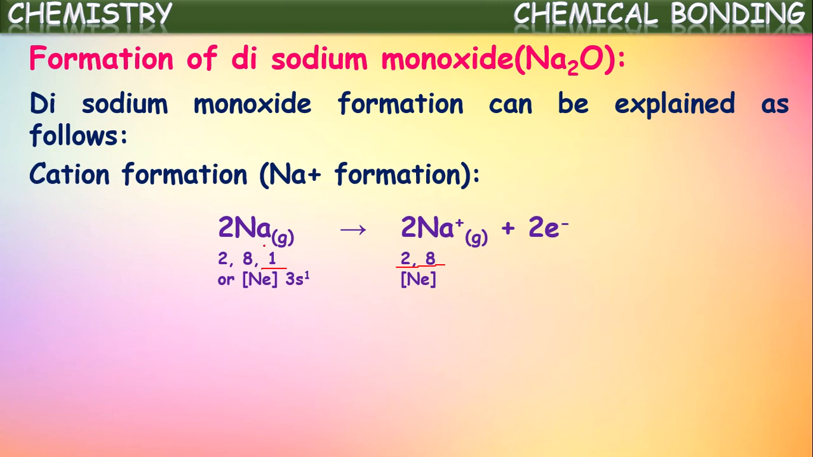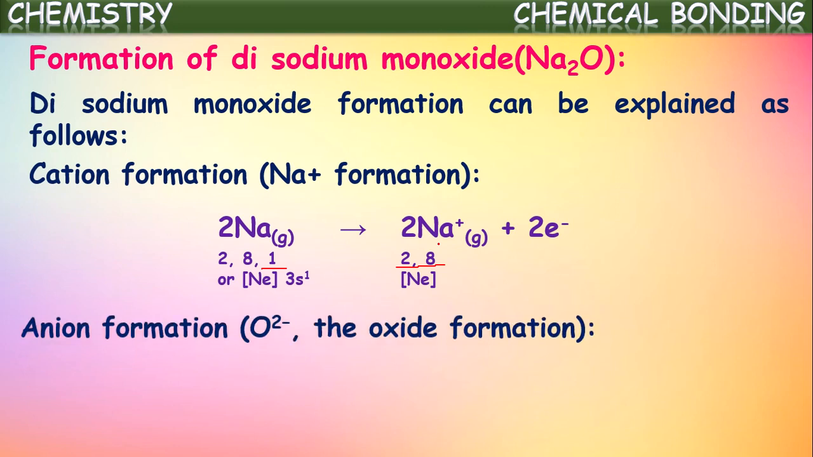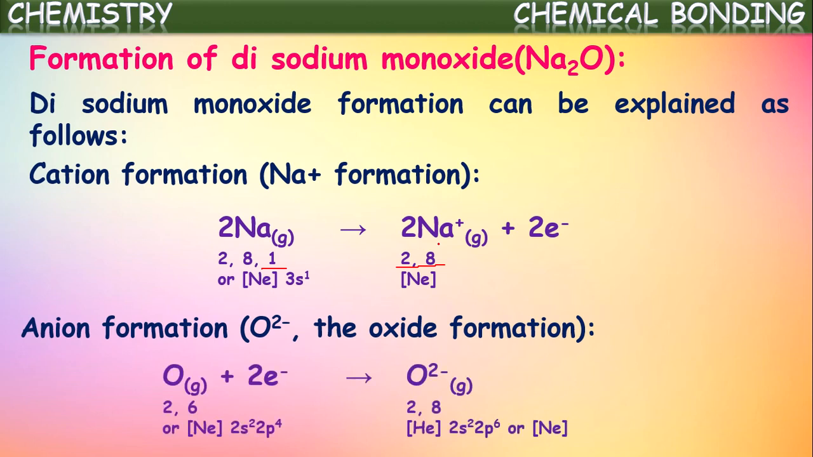So sodium loses one electron and forms a unipositive ion, which we call a cation. At the same time, let us say the formation of an anion, that is, an oxide ion from oxygen. If you observe the electronic configuration of oxygen, we know its atomic number is 8 and its configuration is 2, 6. So in the valence shell, oxygen has 6 valence electrons, which is not a stable configuration.